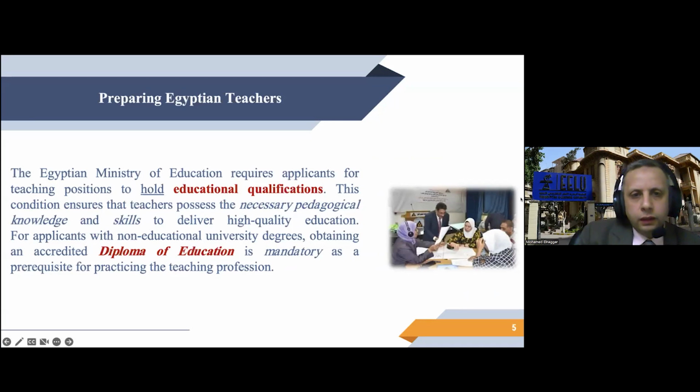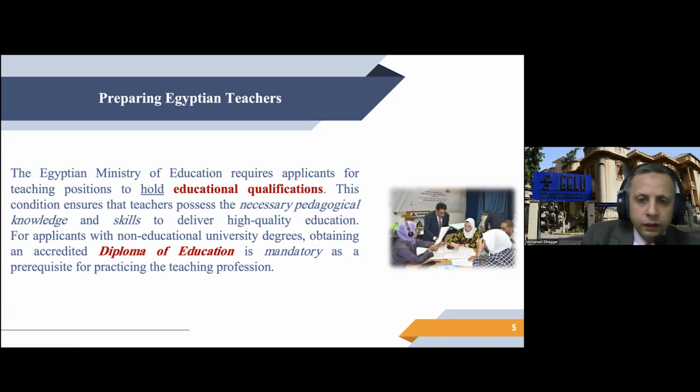How are Egyptian teachers prepared? The Ministry of Education requires applicants for teaching positions to hold educational qualifications. Educational qualifications consist of two main parts: necessary pedagogical knowledge and the technological skills that you have to acquire to practice, to teach students at any level.